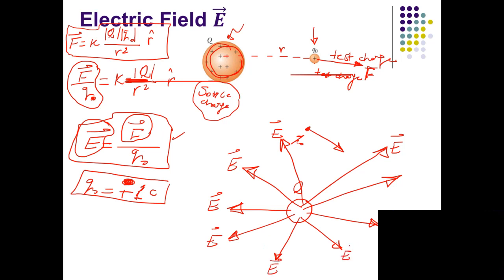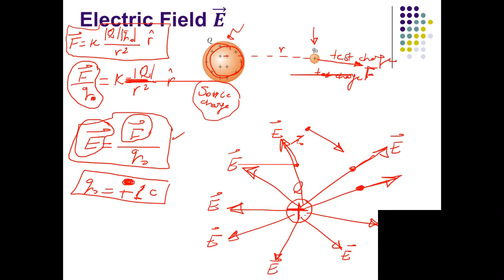The reason is because we define test charge to be positive. So for example, if you put a test charge here, that test charge will move in that direction. If you put it here, it will move in that direction. If you put it here, it will move in that direction, and so on. Assuming that the source charge is positive.